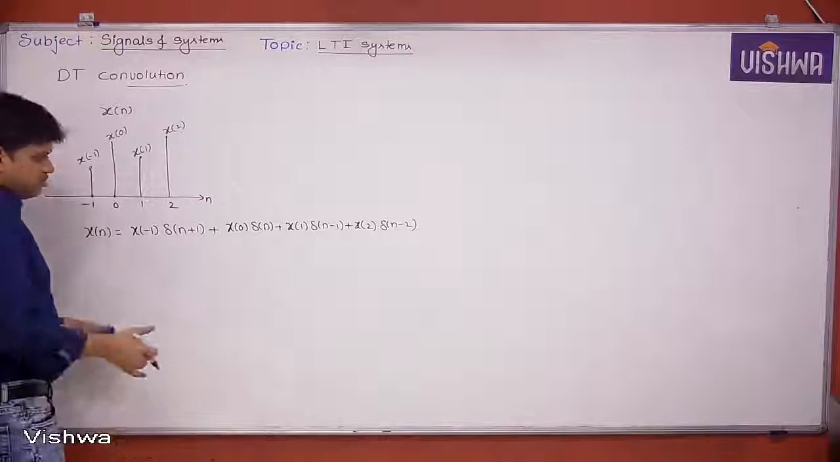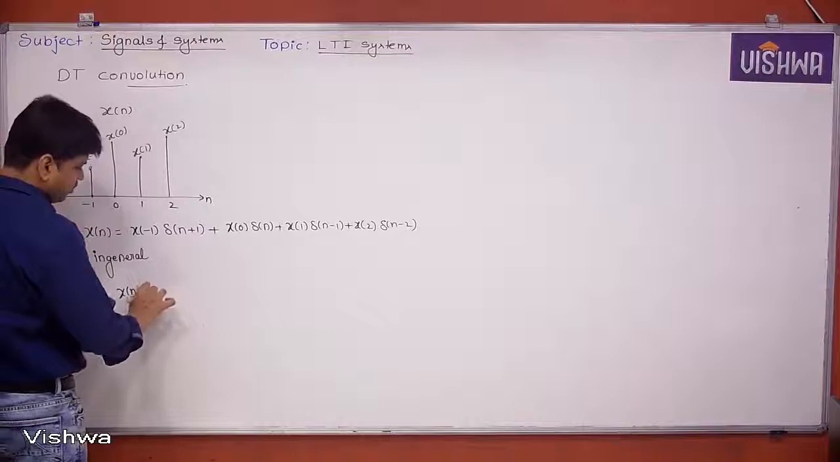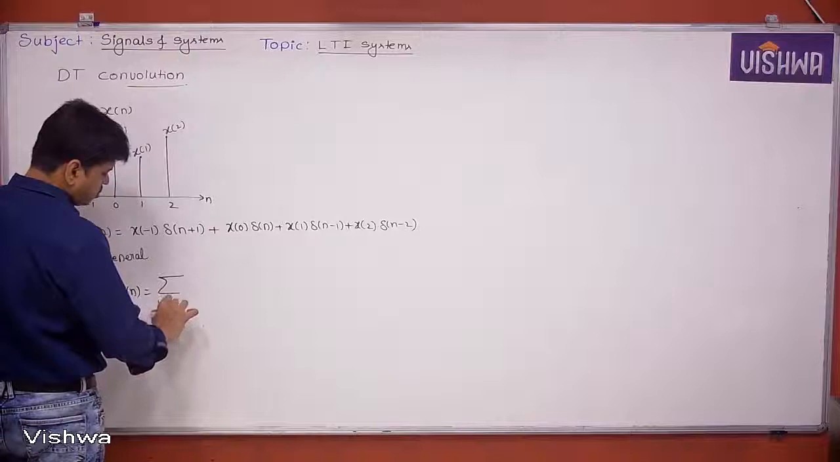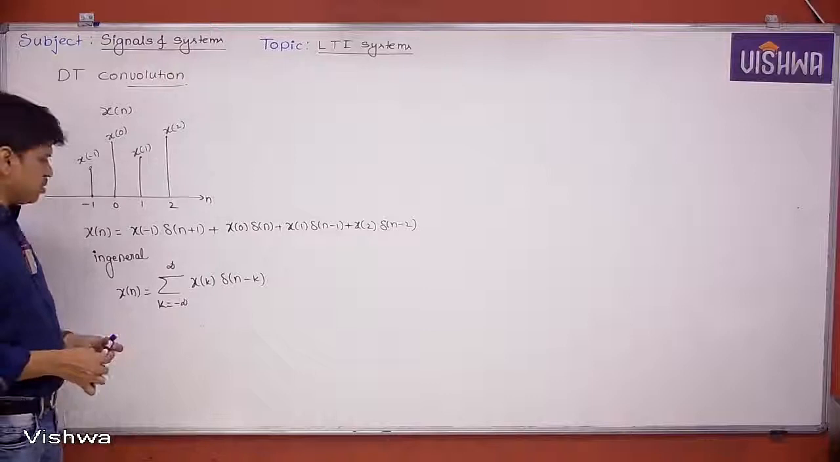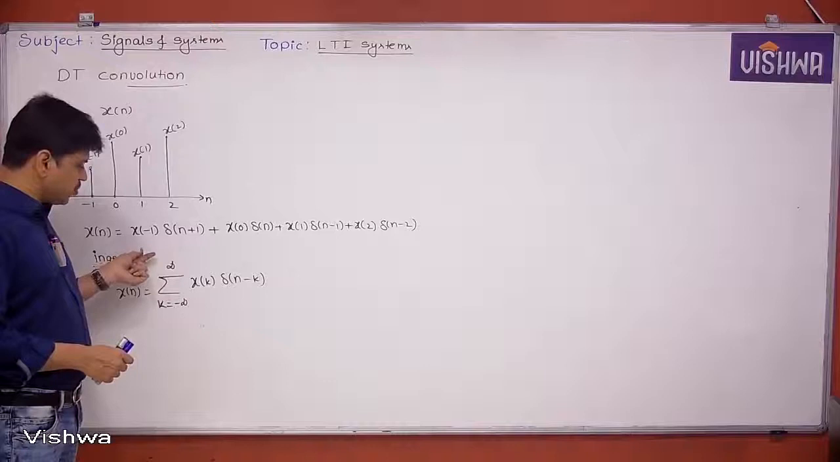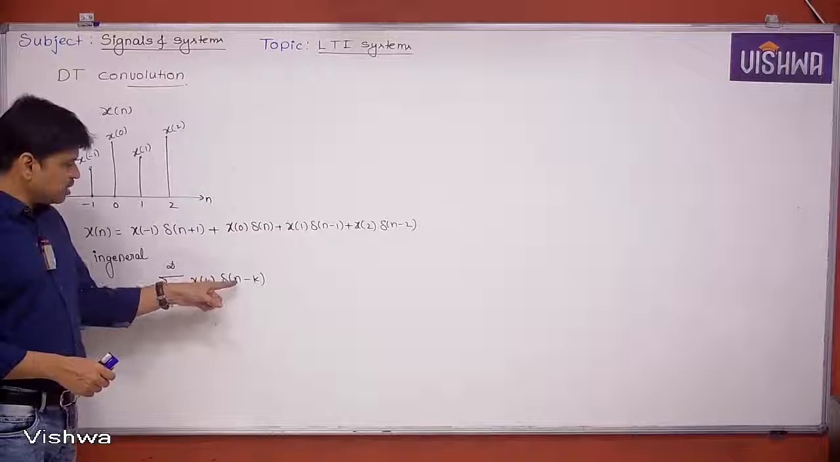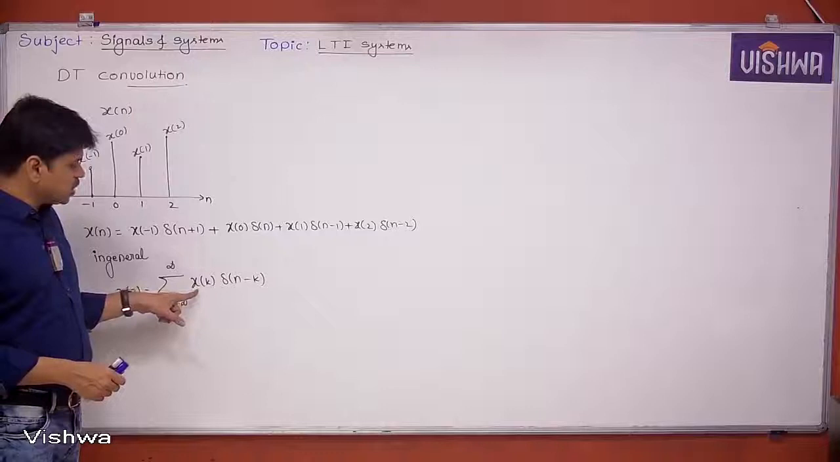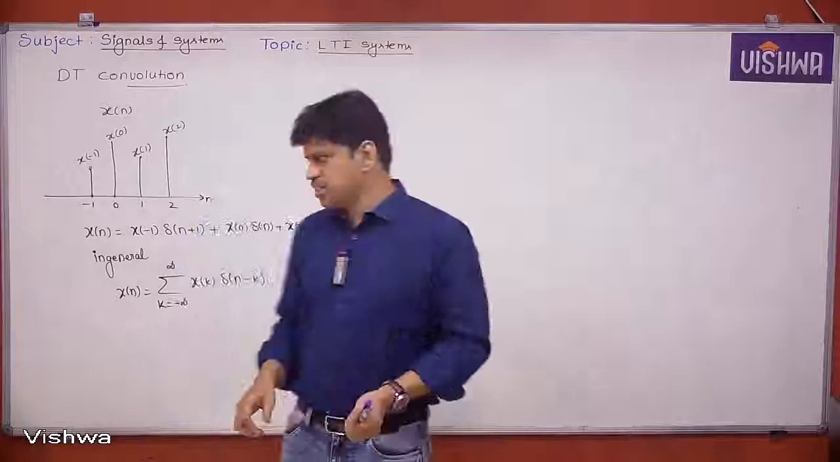In general, can I represent any signal x of n as the summation k equal to minus infinity to infinity of x of k delta n minus k? How, sir? See, suppose k changes from minus infinity to plus infinity, but in this case the signal only has minus 1, 0, 1, 2. If k is equal to minus 1, we write x of minus 1 delta n plus 1. If k is 0, x of 0 delta n. If k is 1, x of 1 delta n minus 1. If k is 2, x of 2 delta n minus 2. This is the way we can represent it, so in general any signal can be represented as x of k delta n minus k.